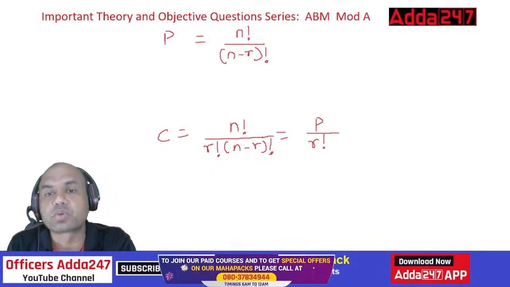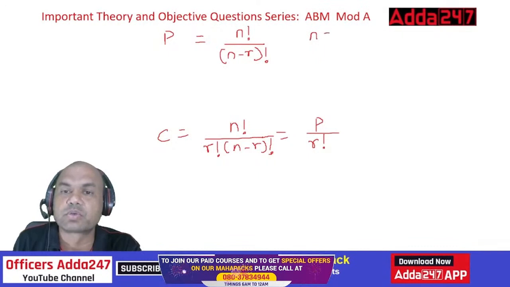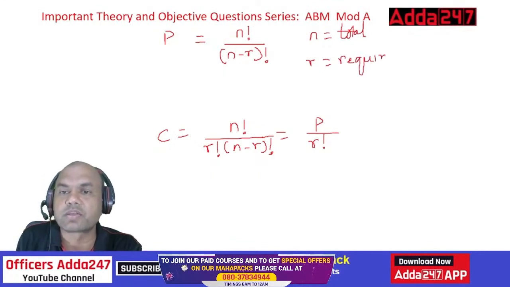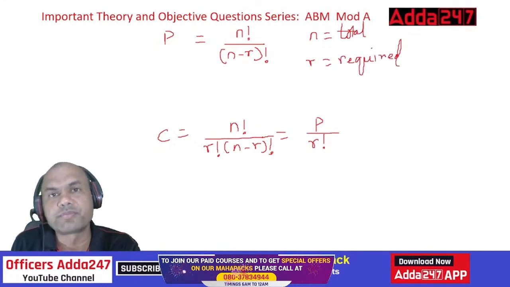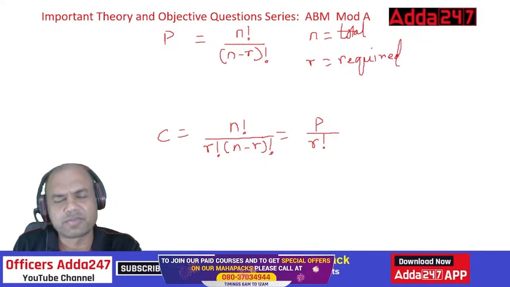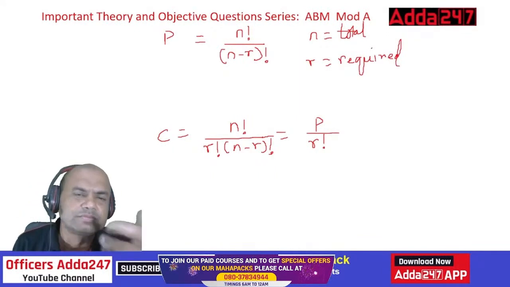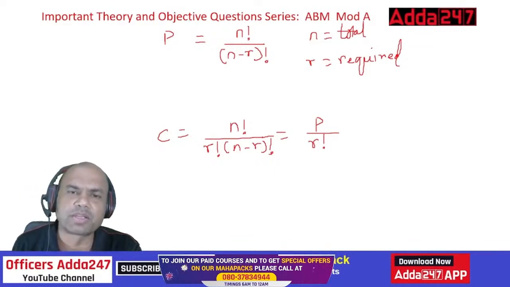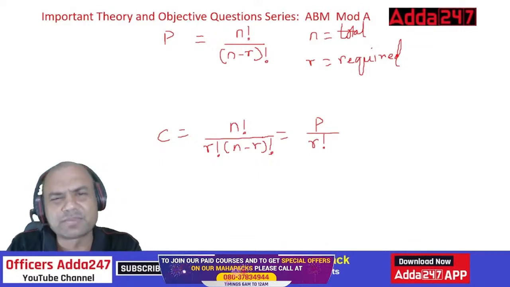n is always the total number of elements. n equals total, and r is equal to what is required. Always remember this: n is total, r is required. Suppose I ask you, why go for this? We'll see the examples only. In examples, you will be able to note everything. Let's see the example. That becomes easier.